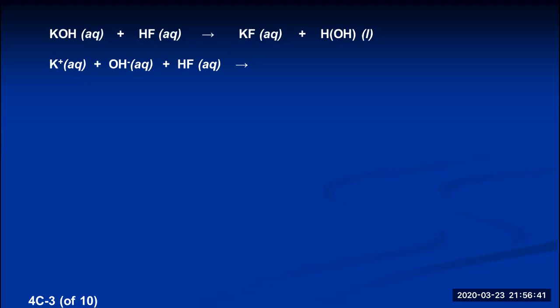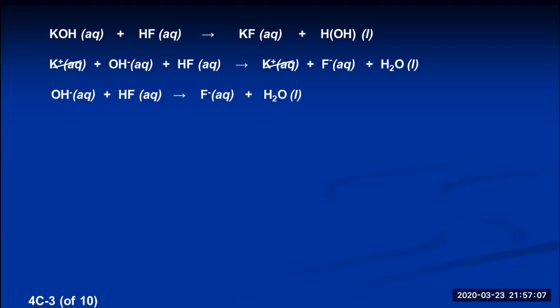On the product side, KF is an ionic compound that's soluble. All soluble ionic compounds dissociate when they dissolve, and water's a molecule, H2O liquid. In this reaction, there's only one spectator ion, that's the potassium ion. So if you cancel those out, the net ionic equation here turns out to be the hydroxide ion from the potassium hydroxide will bump into the many HF molecules that are in the solution, and the F- will be formed, and an H2O molecule will be created as well. So that's one form of acid-base reaction.